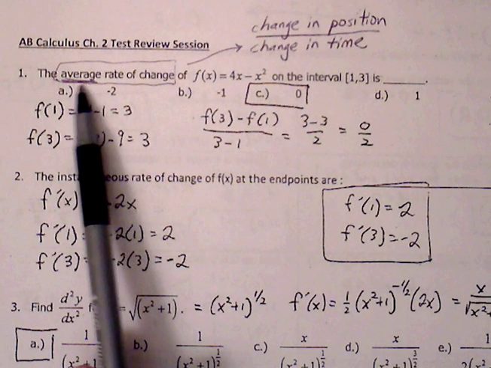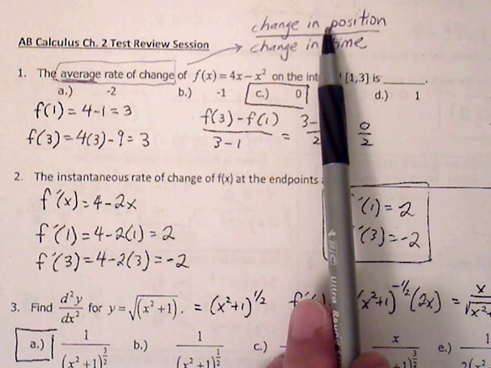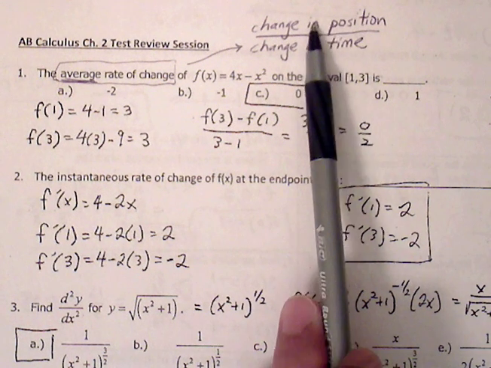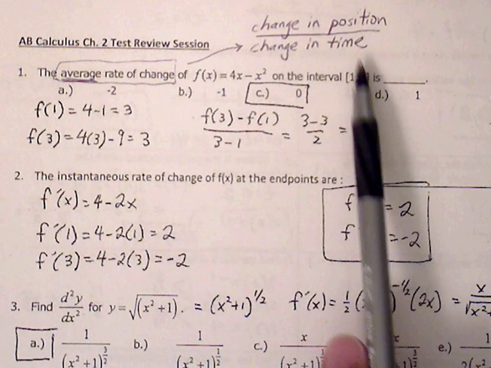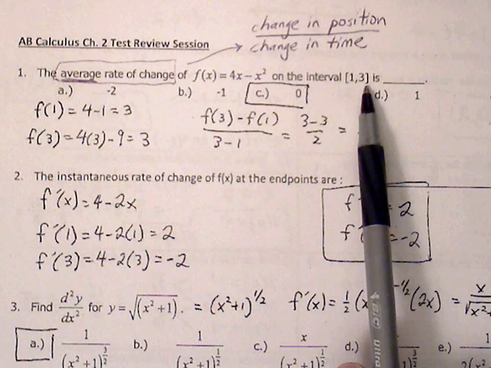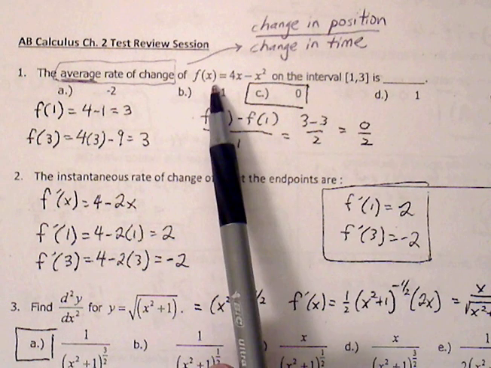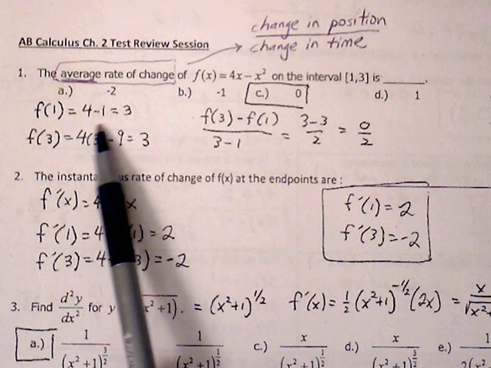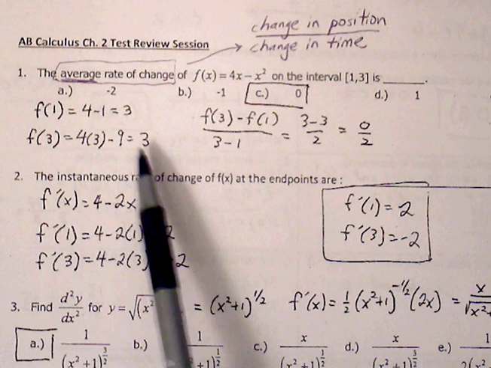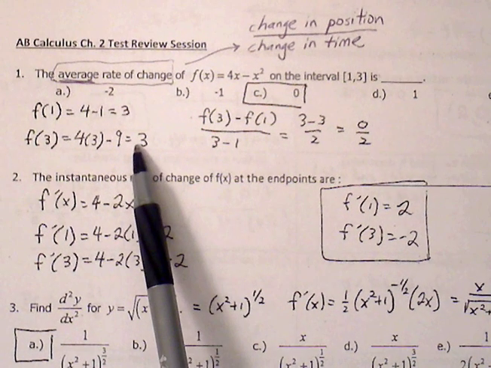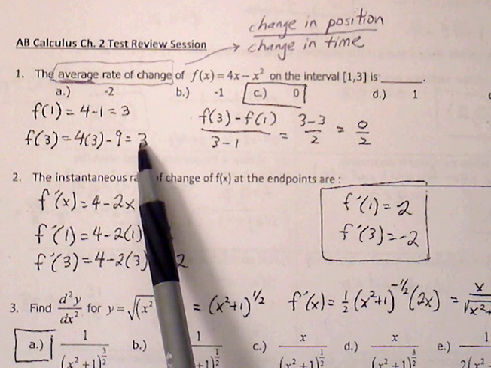in this process. So we simply find the y values at the endpoints, and then we do change in y over change in x. In other words, change in position over change in time. So that means at these x values, 1 and 3, we're going to plug them each separately into the original function. So f of 1 will just be 4 minus 1, which is 3. F of 3 is simply 12 minus 9, which is 3. So our ordered pair is 1, 3, and 3, 3.